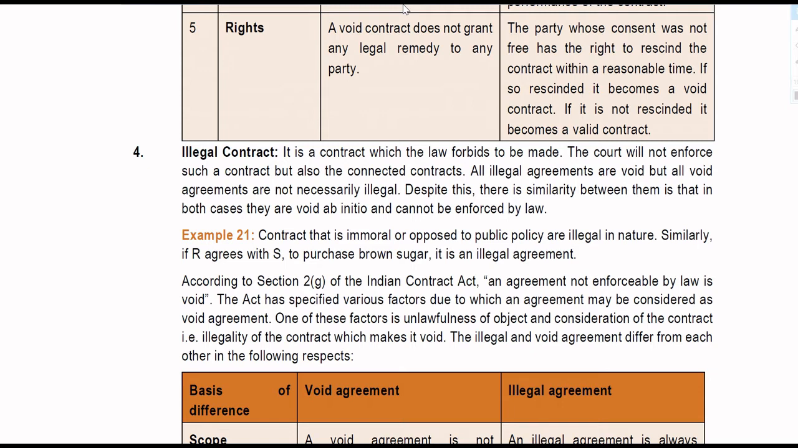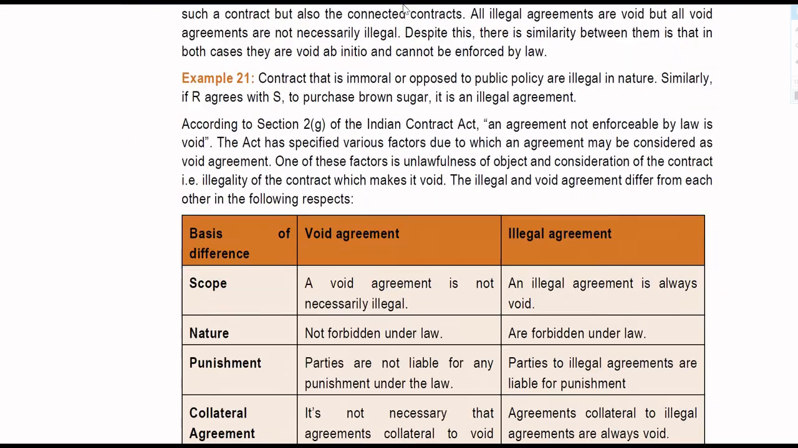According to Section 2(g) of the Indian Contract Act, an agreement not enforceable by law is void. The Act has specified various factors due to which an agreement may be considered a void agreement. One of these factors is unlawfulness of object and consideration of the contract, that is, illegality of the contract, which makes it void. The illegal and void agreements differ from each other in the following respects.